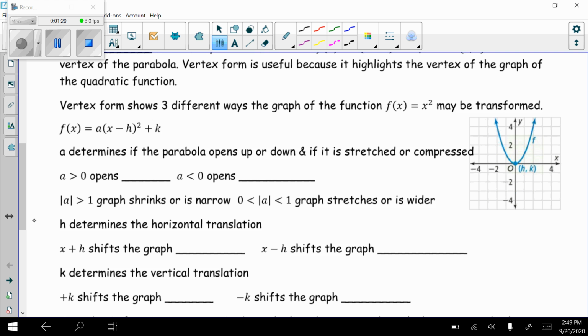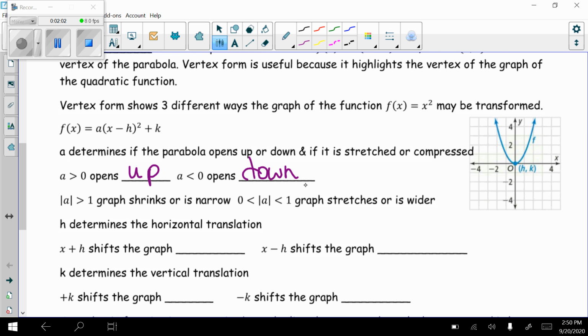The a, the number out in front, determines if the parabola opens up or down and if it is stretched or compressed. If a is greater than 0, which just means if a is positive, the graph opens up. If a is less than 0, which means that if a is negative, the graph opens down. If the absolute value of a is greater than 1, the graph shrinks, or it's narrow, compresses. If the absolute value of a is between 0 and 1, then the graph stretches or becomes wider.